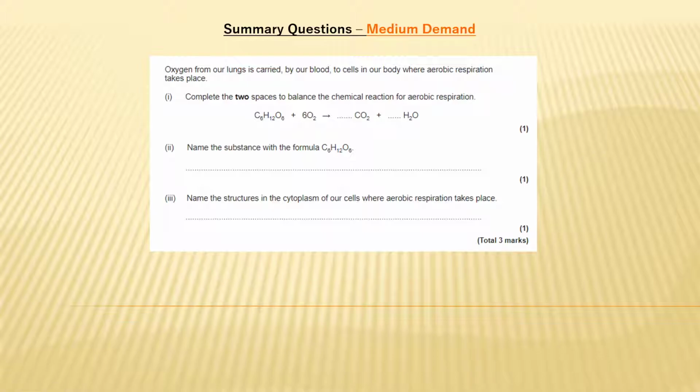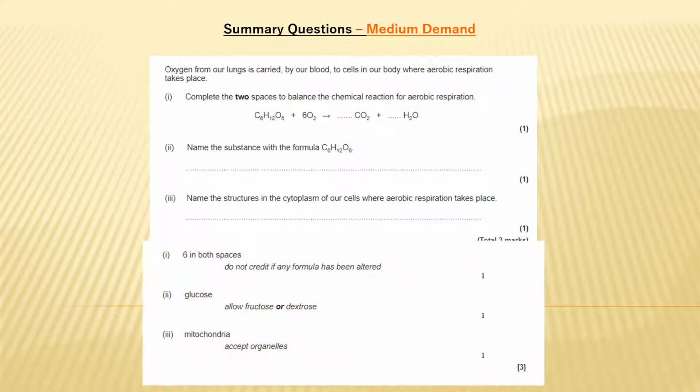But we'll go over a nice little trick that you can use to remember how to balance aerobic respiration. So, apart from glucose, every other compound in aerobic respiration will use a 6. So we'd have 6 oxygens, 6 carbon dioxides, and 6 molecules of water.